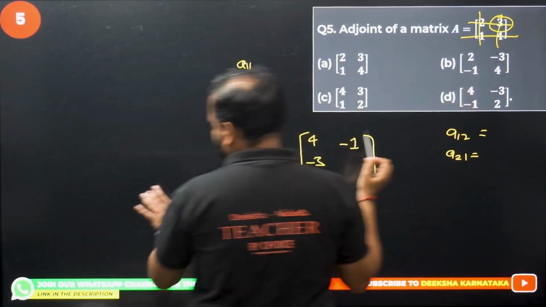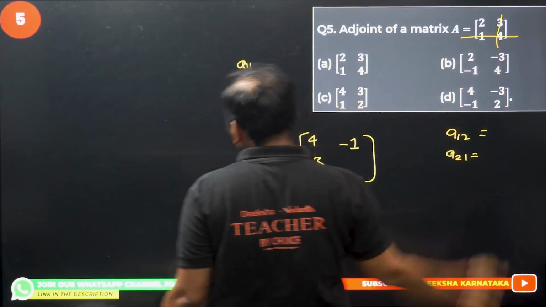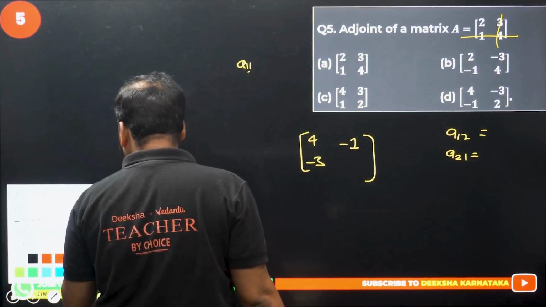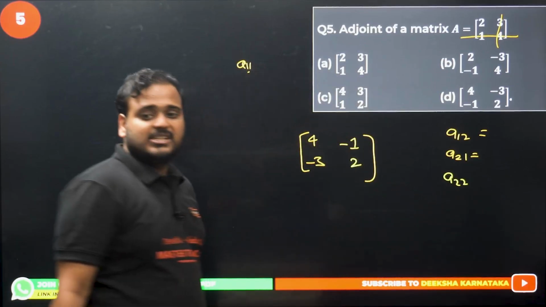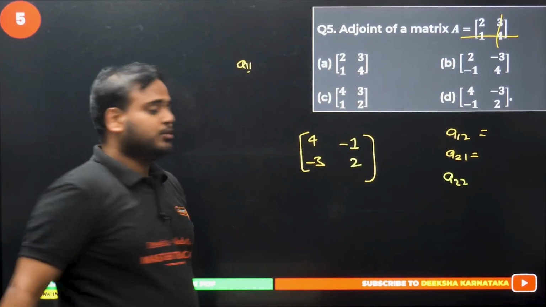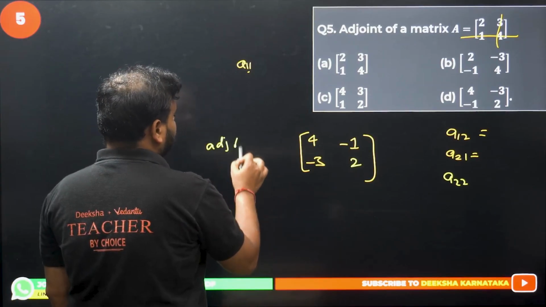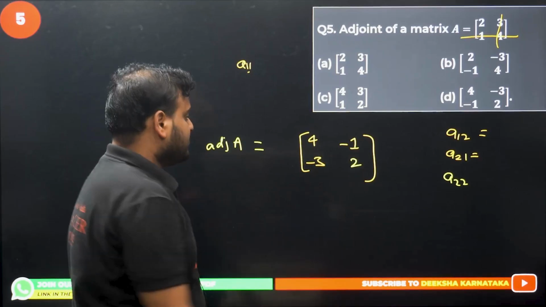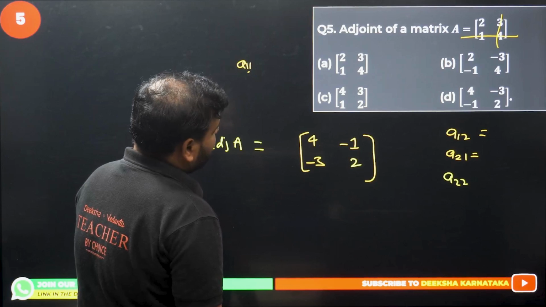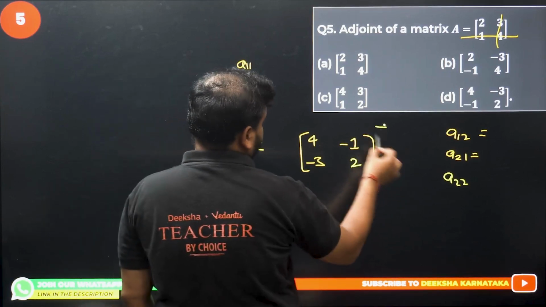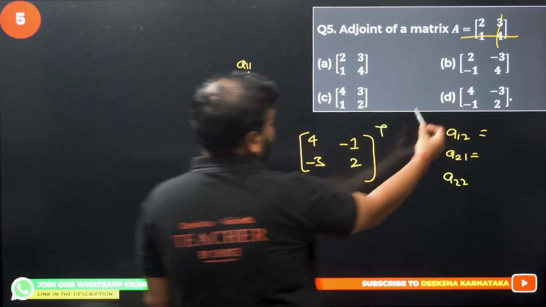The last one will be 4. For this element 4, you eliminate the second row and second column. You have the value left as only 2. The value is for the element A22, which is 2 plus 2 is even, hence sign will not change. So the adjoint of the matrix A is given like this: 4, minus 1, minus 3, 2. We have to take the transpose of this, right? You take the transpose of this. So we'll have the answer as, please check, option D.